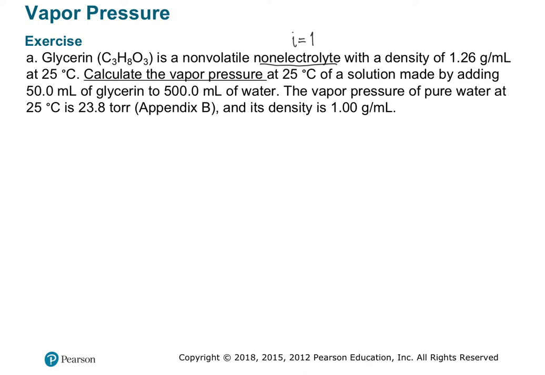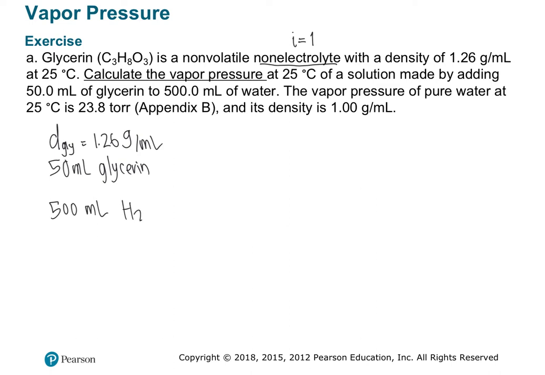Now glycerin has a density of 1.26 grams per milliliter at 25 degrees Celsius. Calculate the vapor pressure of the solution made by adding 50 milliliters of glycerin in 500 milliliters of water. And it says the vapor pressure of water at this temperature is 23.8 torr, and the density of water at this temperature is 1 gram per milliliter.